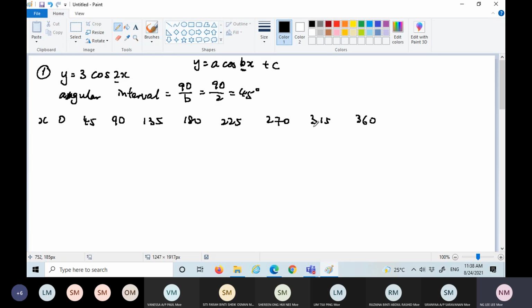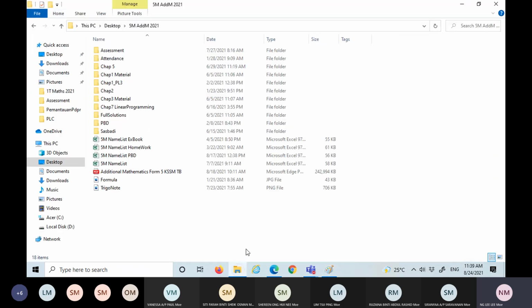All these will be the important points. If you follow this, your graph will not miss any important point. Then based on this x value, you put into the equation to get the y value. This part I will need your help. Get ready your calculator, one by one.